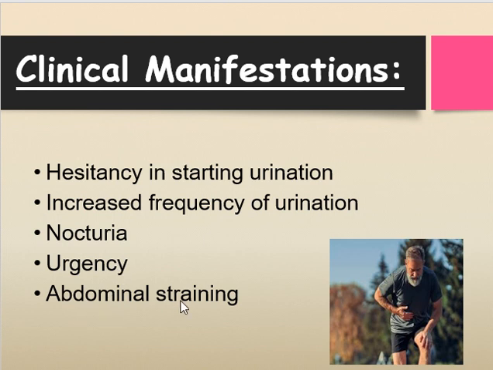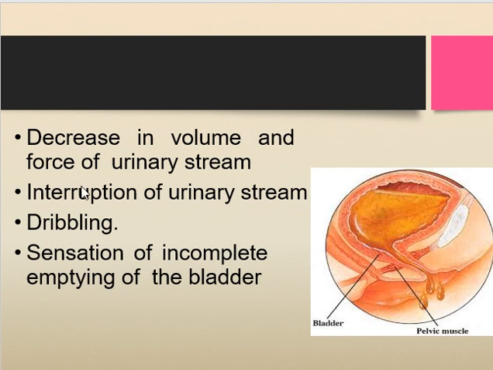Abdominal straining. So you will strain to push down the urine, the urine which is being blocked inside the bladder due to the compressed urethra. So you will strain and you may get abdominal cramps due to straining. Decrease in volume and force of urinary stream. So see, when the urethral meatus is being compressed, what happens? The flow of urine will be less. The free flow or the stream of the urine will become blocked, or dribbling of urine may occur.